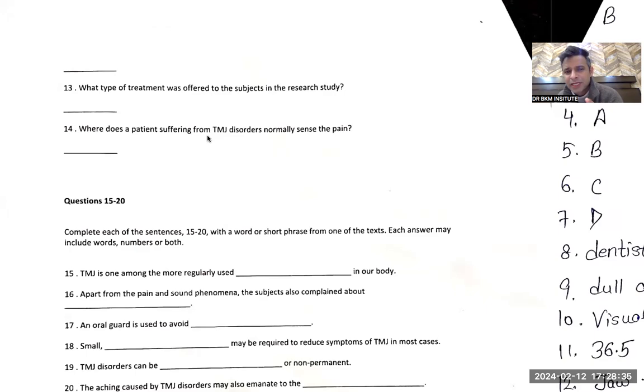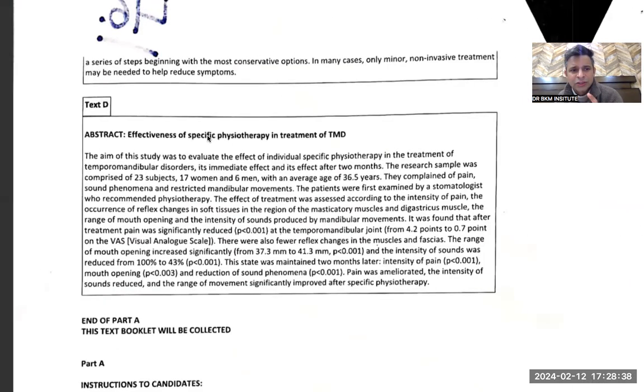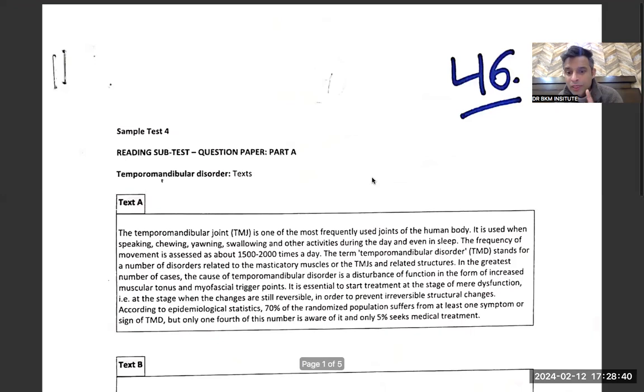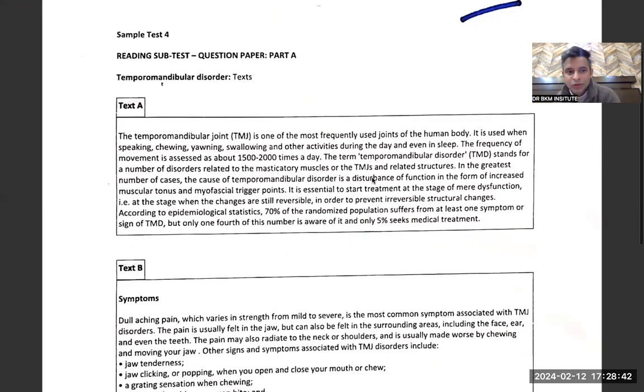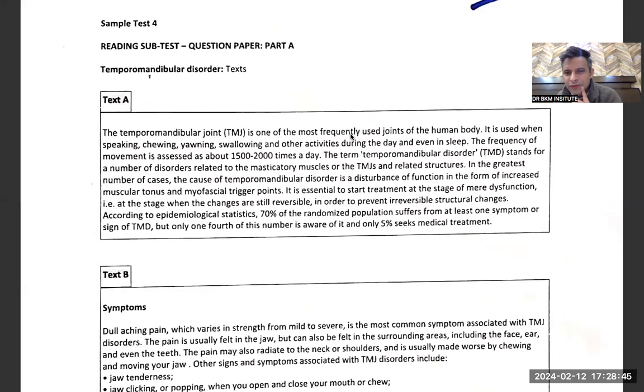Where does the patient suffering from TMJ disorder normally sense the pain? So it should be A or D. Normally, words ending in LY are always important. So where do they normally sense? Most frequently used joint.